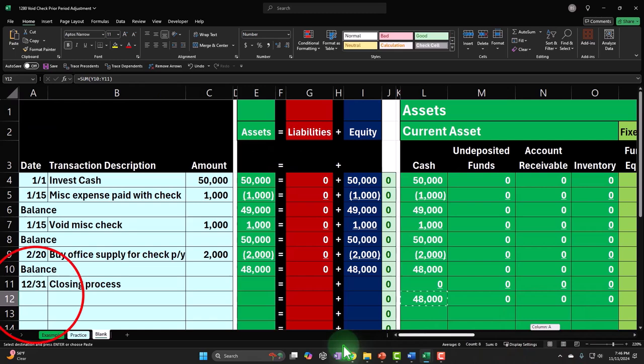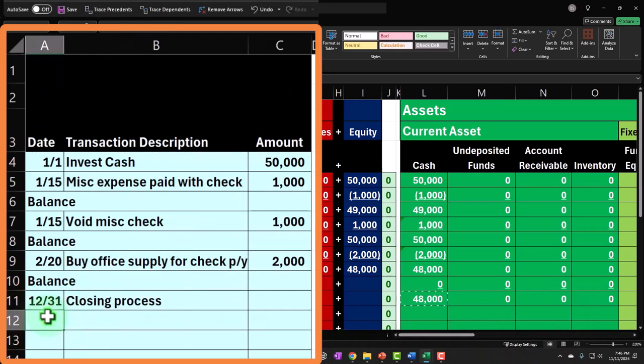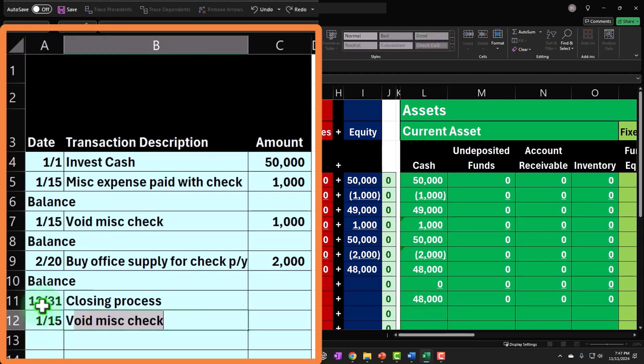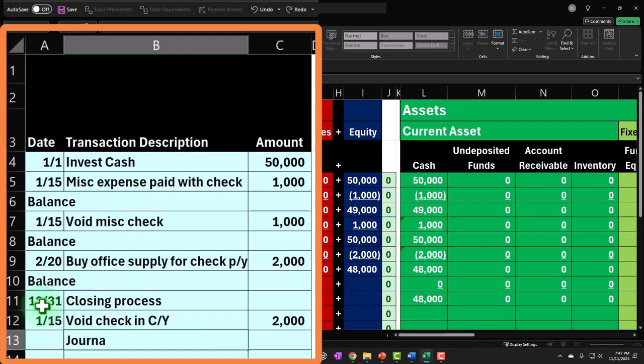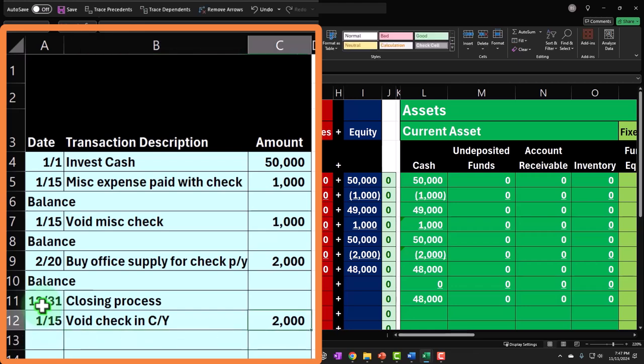So when I void this check now, if I void it and I say, okay, on 115, let's say we void the check in the current year. I'll just say CY, current year, and it was the $2,000 check. So we're going to need then a journal entry to not mess. Well, let's do it one thing at a time. What's going to happen if I void that check right now?